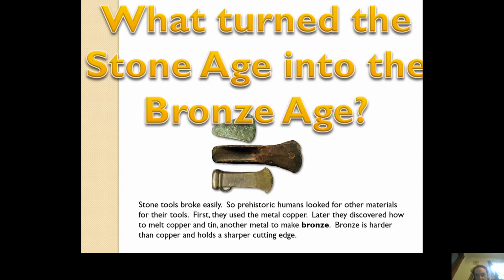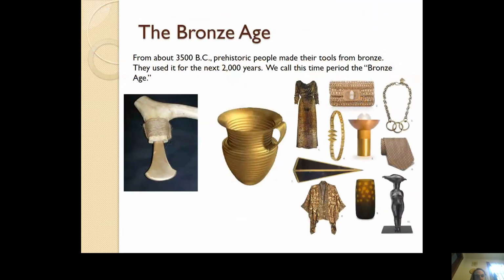Some early scientists figured that out. I don't know how. Nobody knows how. They didn't write anything down then. So bronze is harder than copper, and it holds a sharper edge because the tin makes it stronger than copper. But if it's all tin, it's too brittle, and the tin just breaks really easily.